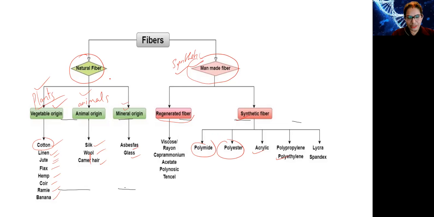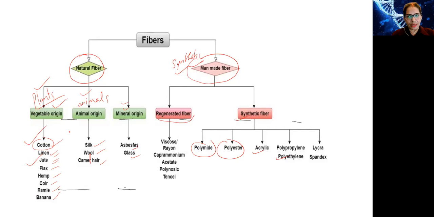Now we'll be concentrating in this class on the plant fibers, which are natural fibers. You need to know how cotton fiber is obtained, and how jute is obtained from the jute plant. So these two fibers we are going to learn about in detail.